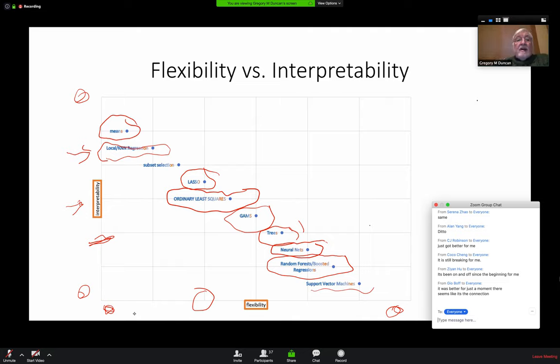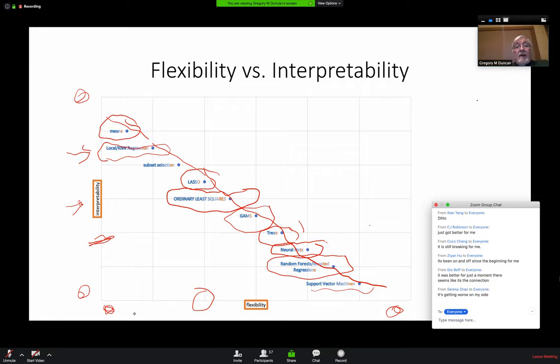The point here is you notice that there is a flexibility interpretability trade-off. The more flexible things are, the less interpretable they'll be. And oftentimes you have to trade those things off, you have to make a decision which you want to use.